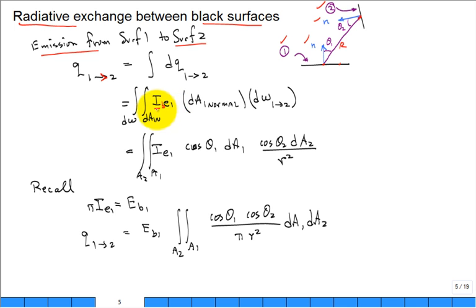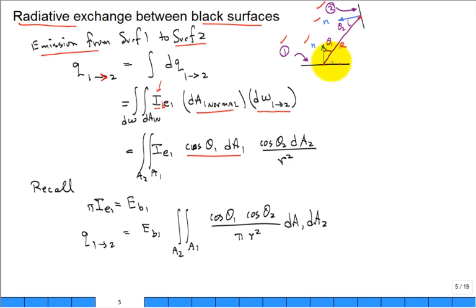Then you have to multiply it by the little normal, because that's how the definition of intensity is. So you're looking back from 2. That dA1 normal is dA1 times the cosine of theta 1. That's how we're starting to get these cosines in that equation. And then times the solid angle in steradians that 1 goes to 2.